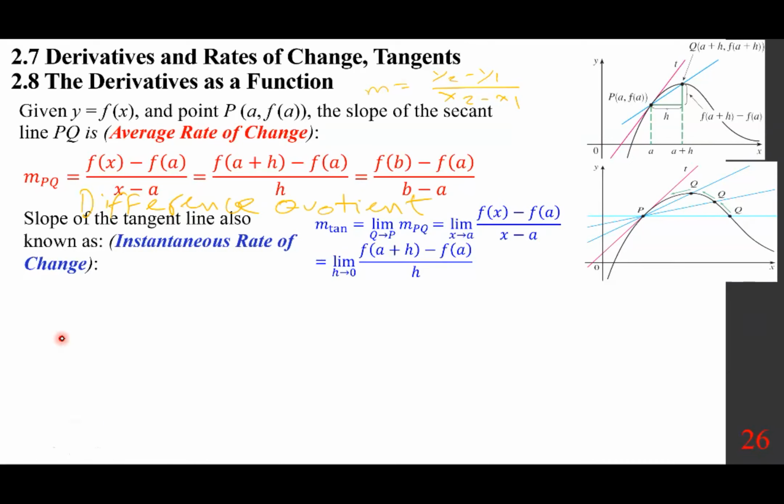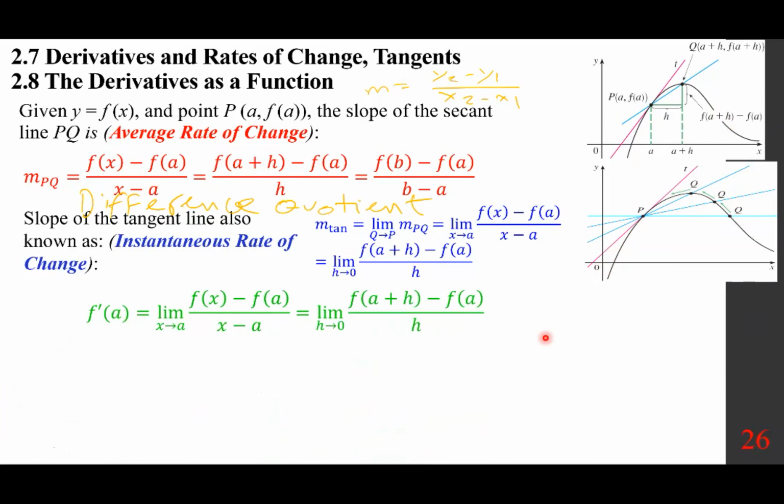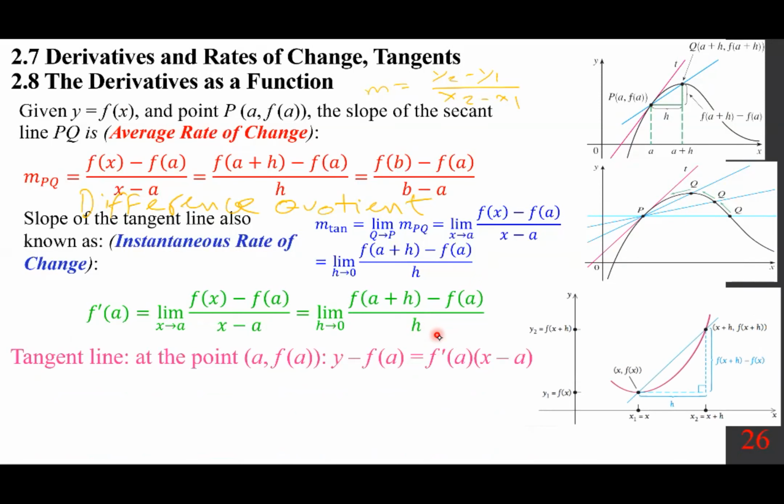Now, as we get Q closer and closer to P, we arrive at the tangent line. So f prime of A is the limit. Take a limit of this one and let X approach A, or take a limit of this one and let H approach 0. It's the same concept, and we come up with the answer here.